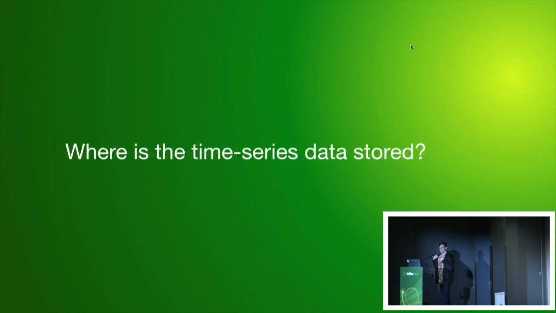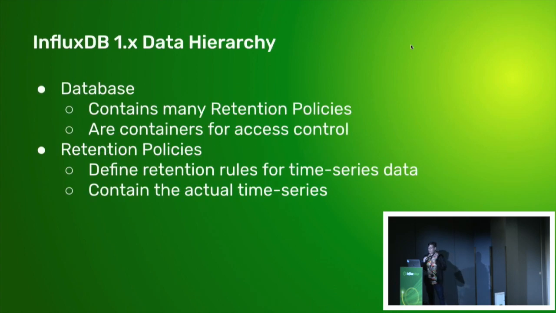Cool. So where is this time series data stored in the system? How do I think about the system at a little bit higher level? In 1.x, the data hierarchy had a concept called a database, and a database was really a container for access control. So you could specify who did and did not have access to a particular set of data. Inside of databases, we had a concept called a retention policy, which was really where the time series data lived. The retention policy had retention rules for which series would exist and for how long.